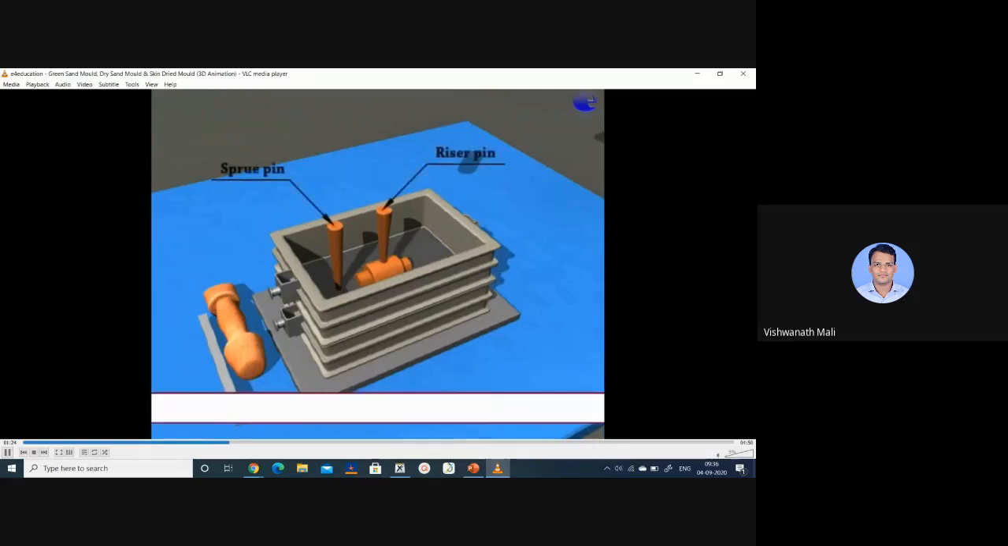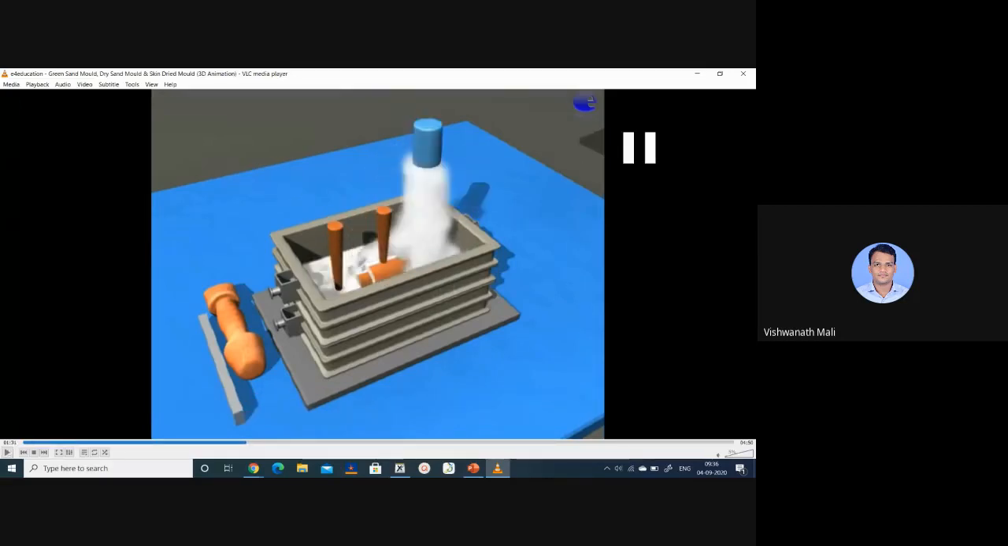Then again we go for parting sand. Here you can see we pour the parting sand. So what happens when we pour? We can easily remove the cope and drag, and after removing, we can remove that.